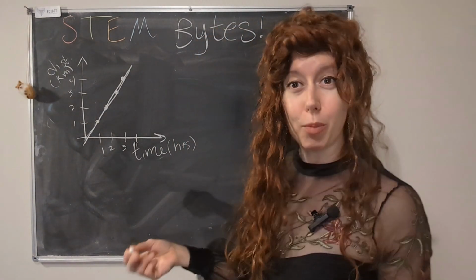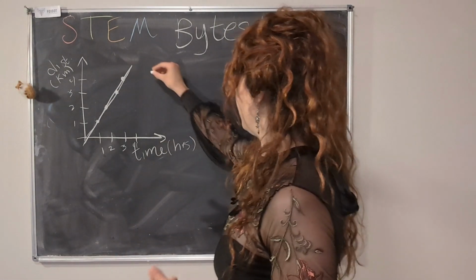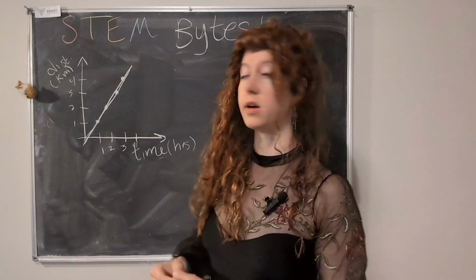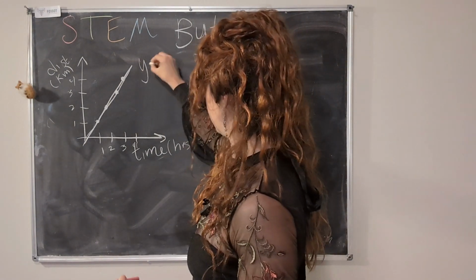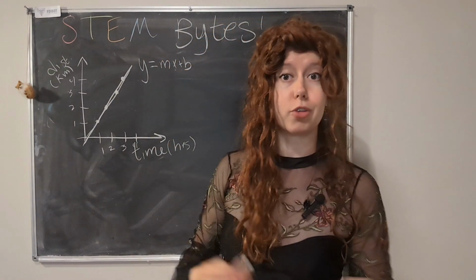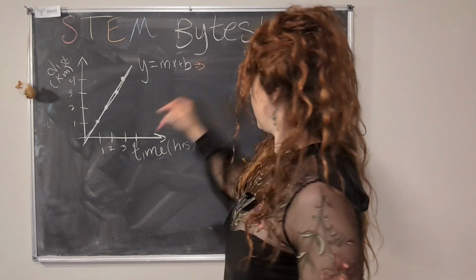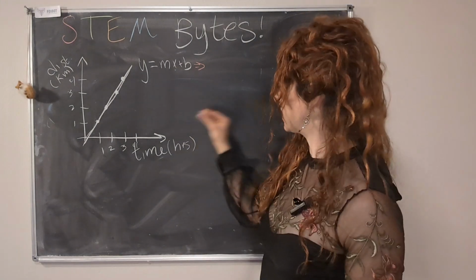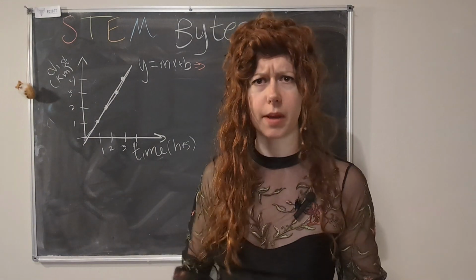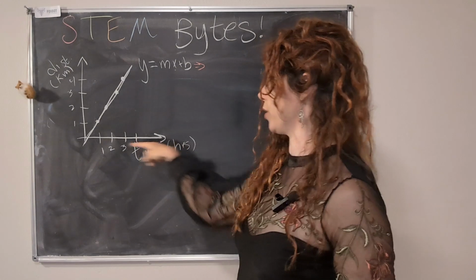We can represent our walk with an equation. You might be familiar with the equation y = mx + b. This is the equation for a general straight line. We are going to translate this into our particular situation. In this case, y is your vertical axis. It is your dependent variable. Basically, what happens on the vertical axis depends on what's going on on the horizontal axis.